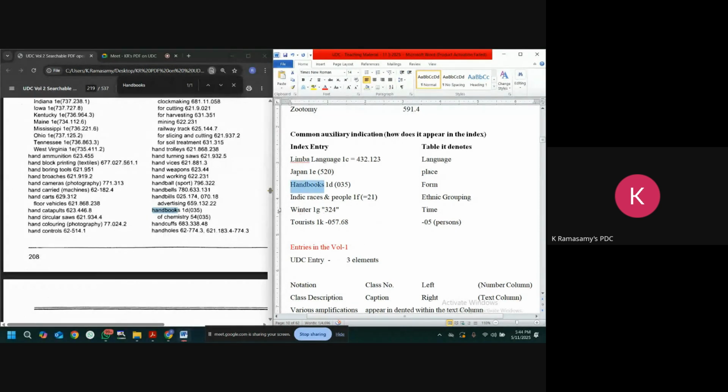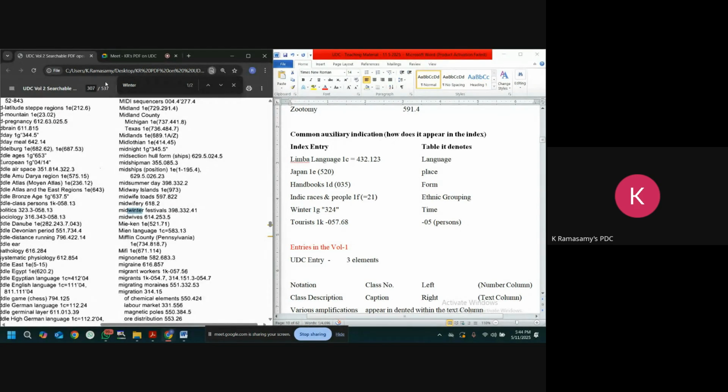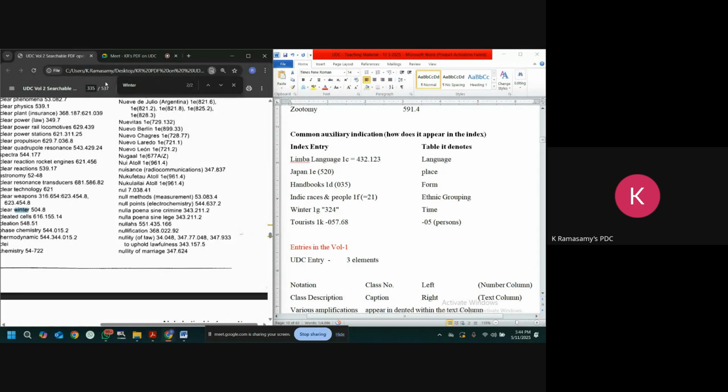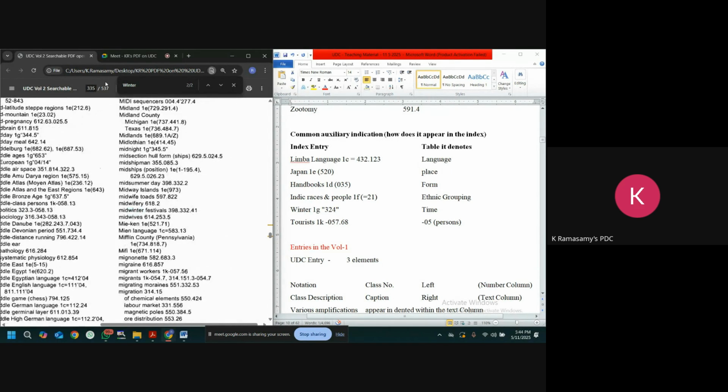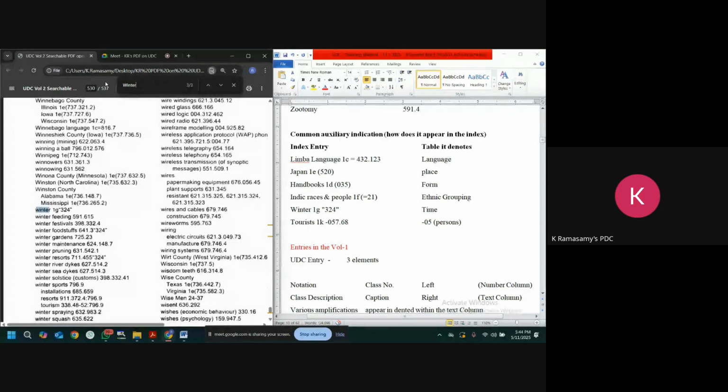Okay. The same way, for example, I want a number for winter. Winter is a time period. I want to get the number for winter. I just typed winter. Yes, you can see here winter. The number is taken from Table 1G, common auxiliaries of time. It has an opening double quote, 324, and a closing double quote.